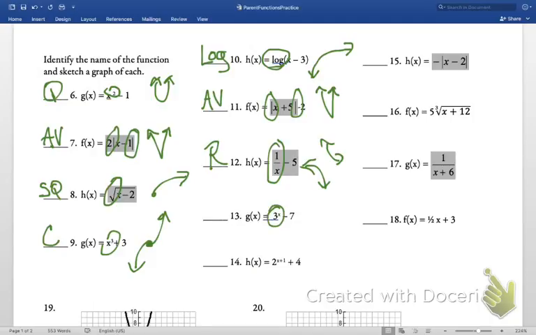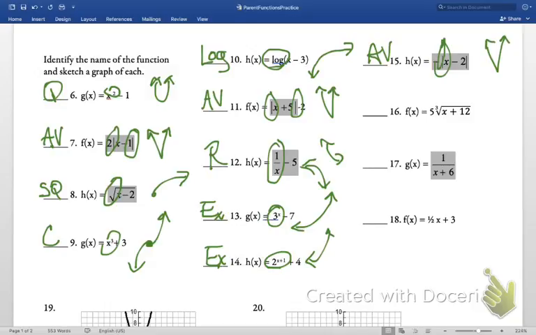13, x is in the exponent, which makes it exponential. Exponential can go up and to the right, or it could go down and to the left, but we're going to do the up and to the right. 14, x is in the exponent, so it's an exponential. Up and to the right. 15, vertical bars. Vertical bars are absolute value. Absolute value is a V shape.